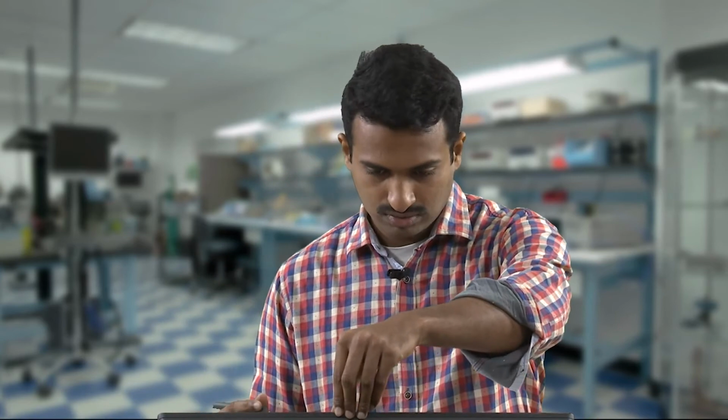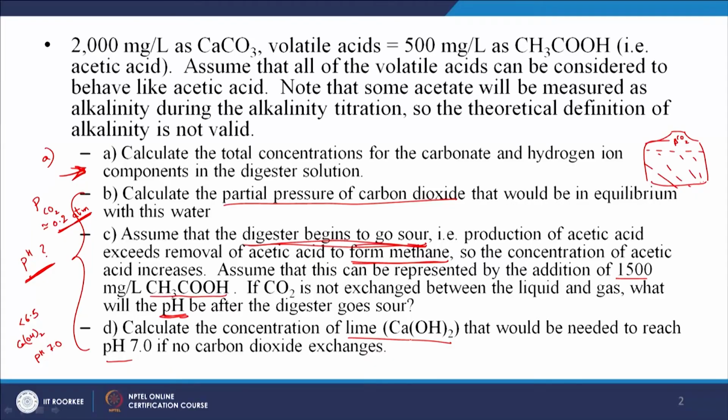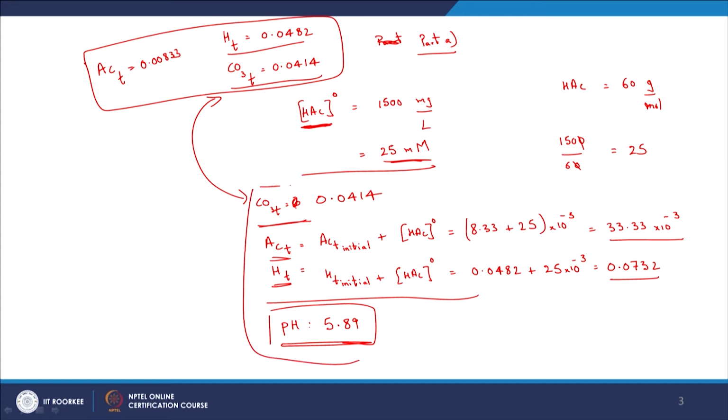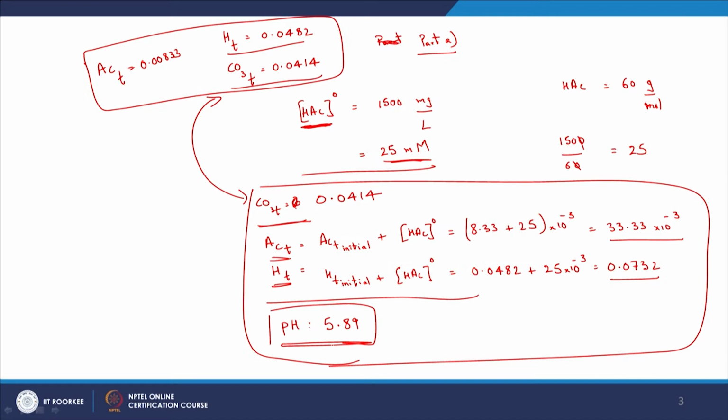So let's look at that, and let's just look at the question one last time. So calculate the concentration of lime that would be needed to reach the pH 7 if no carbon dioxide exchanges. I mean, considering that it's a closed system more or less, right? So we need to go back to pH 7 from what is it now? 5.9 pH, right? So let's see how to go about that. And I believe we need to again write down some of our initial values, but we can come back to this slide if required, I guess, right? I believe we'll need to look at some of these values too. So let's just highlight them here. Okay. So how do I calculate this now? I can estimate lime dose, right?